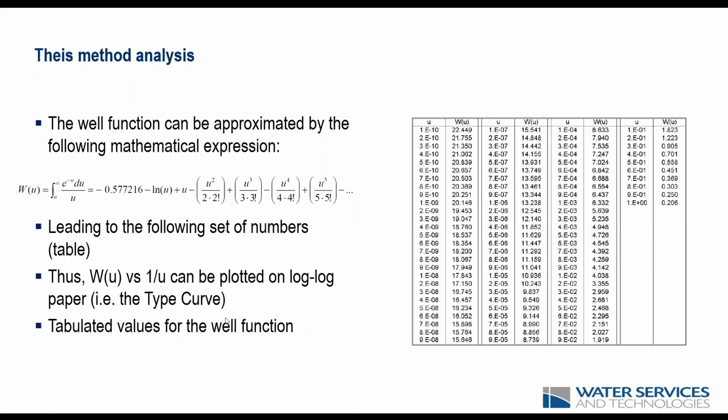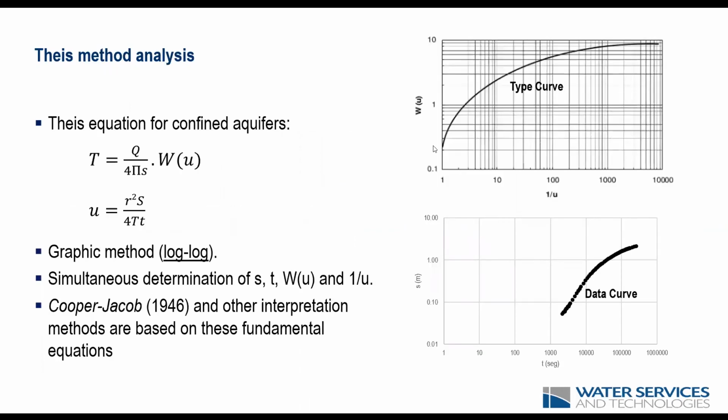So when we say type curve for a given solution, we are talking about a plot of well function versus 1 over U. Then we can plot that on log-log paper and get what we need, which is this type curve, in this case for confined aquifers. So these are the two simplified equations that we need to solve.